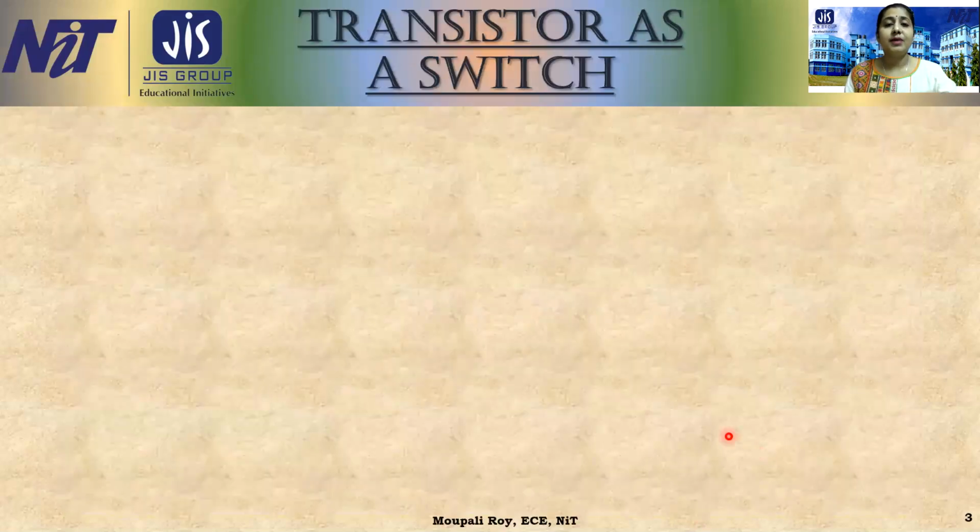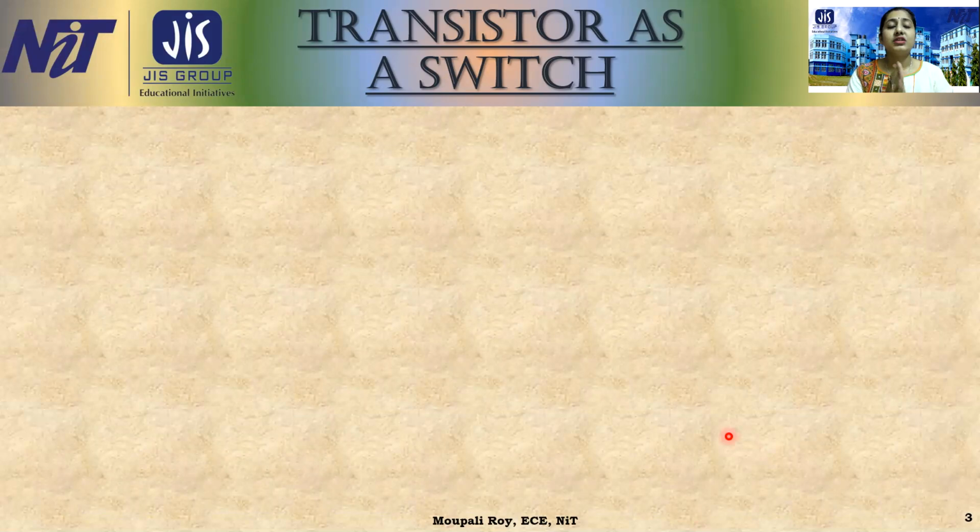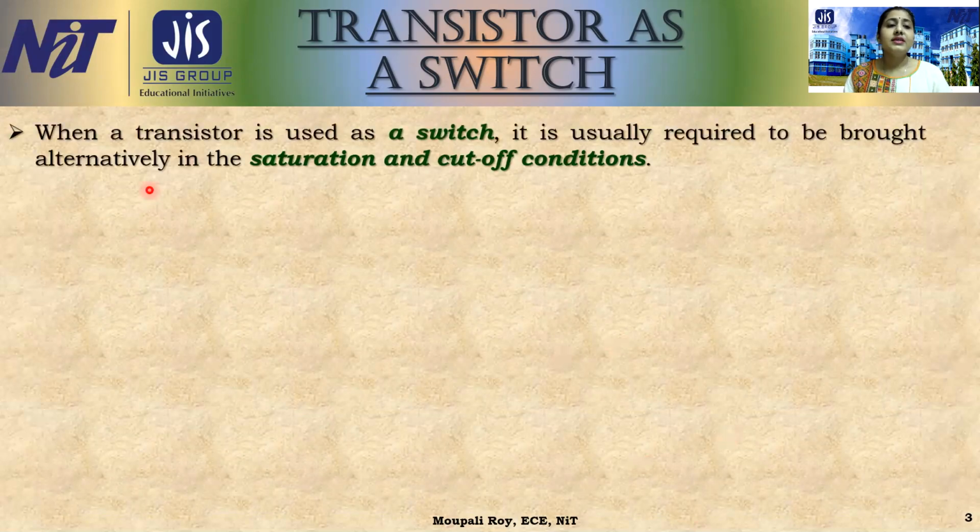Next, we are discussing one use of the transistor, that is the transistor as a switch. When a transistor is used as a switch, it is usually required to be brought alternately into the saturation and cutoff regions. Obviously, we have to alternate between the cutoff region and saturation region. What is the working of a switch? Switch means on and off. So the transistor works like an on and off condition.